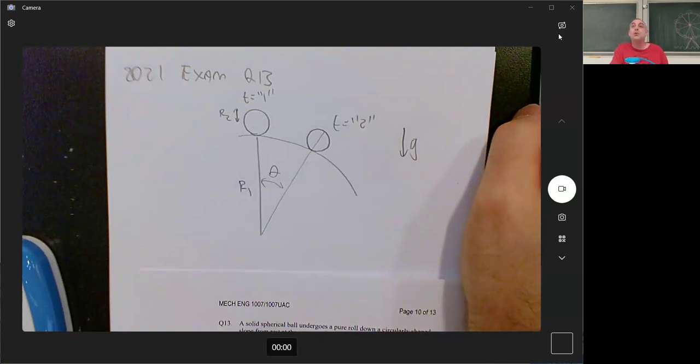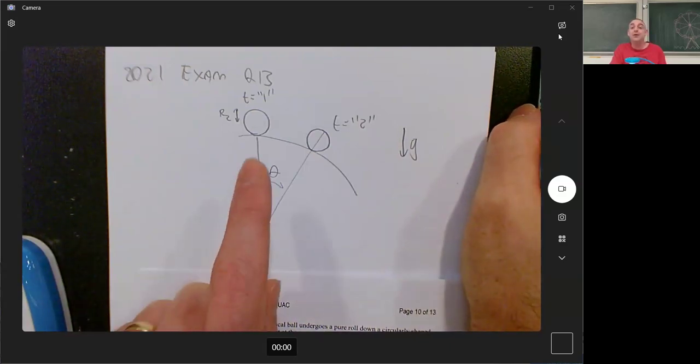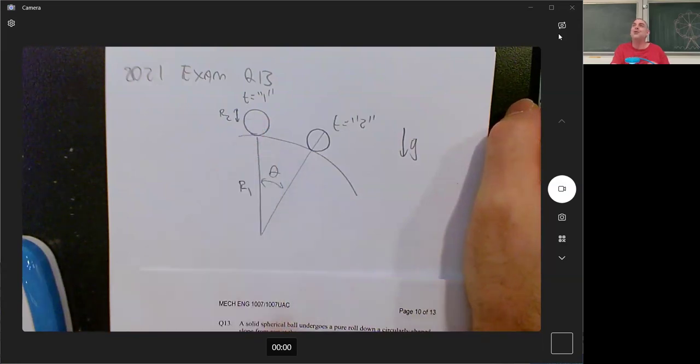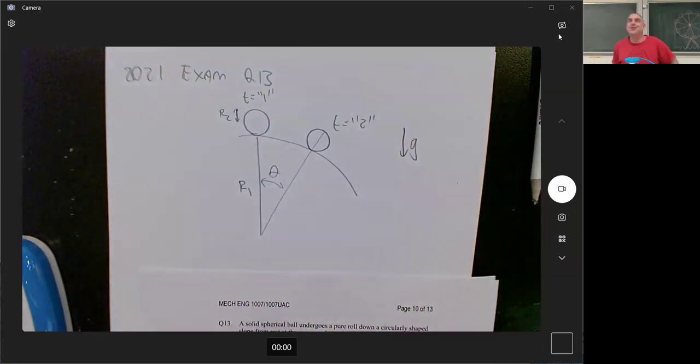Though unless you knocked it, you could probably, if you were very careful, balance a ball on the top of another ball and it wouldn't roll. But that's not how, if they were both heavy enough.